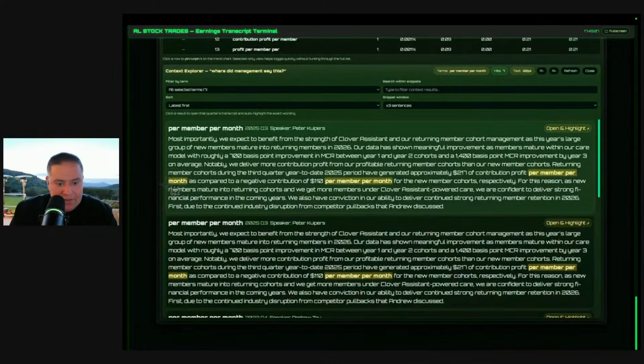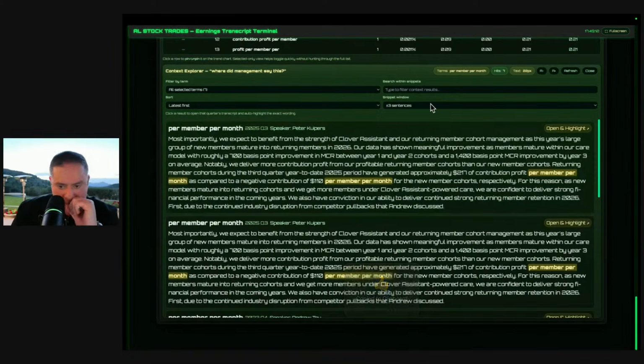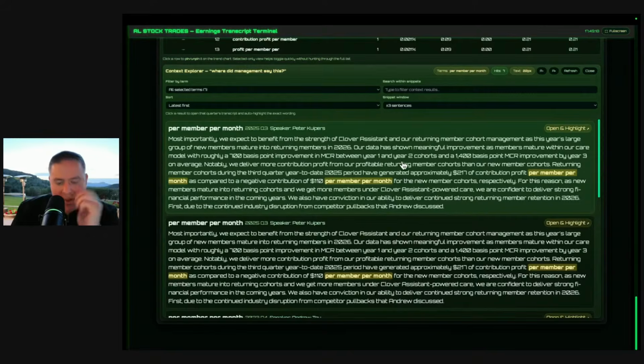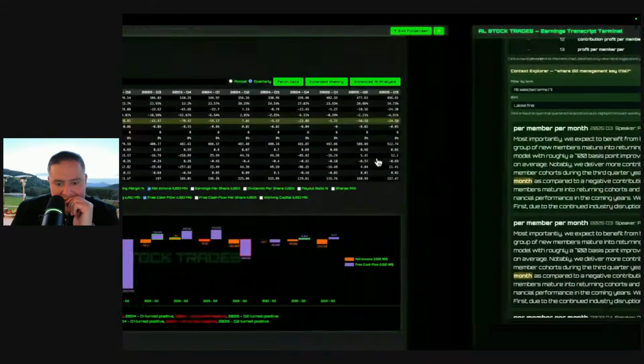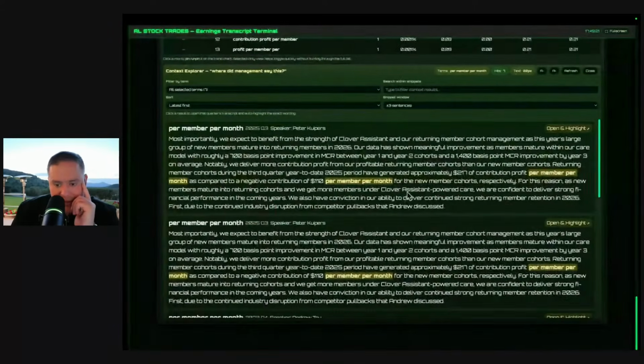Let me just kind of skim through this. On average, notably, we deliver more contribution profit from our profitable returning member cohorts than our new member cohorts. Returning member cohorts during the third quarter year-to-date 2025 period have generated approximately $5,217 of contribution profit per member month, as compared to a negative contribution of $110 per. So that 217 versus 110 is what we talked about in that Twitter post.